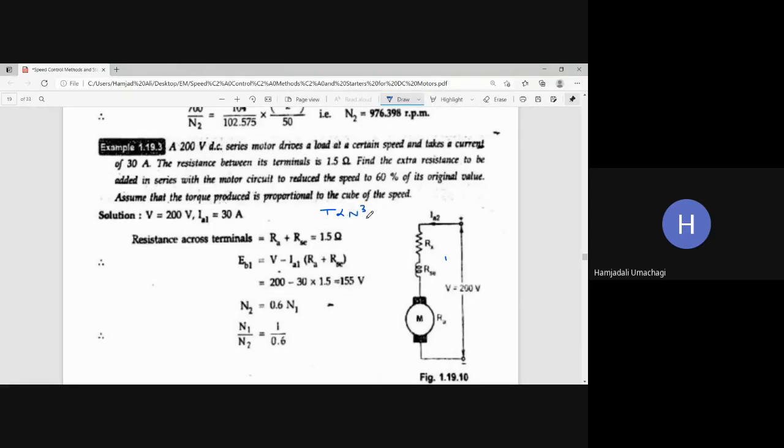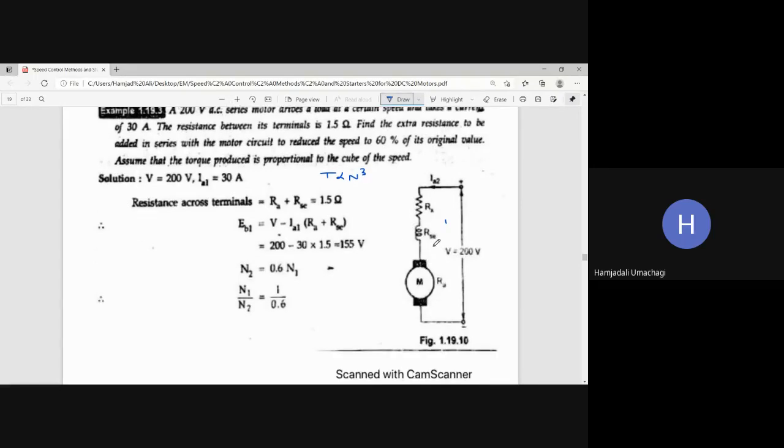Now let us see the circuit diagram. This is the circuit diagram for the DC series motor. This is the series field winding, and this is the extra resistance we have added to reduce the speed from the normal value to 60% of the normal value. This is the second armature current, the input applied is 200 volts, and this is the armature resistance Ra.